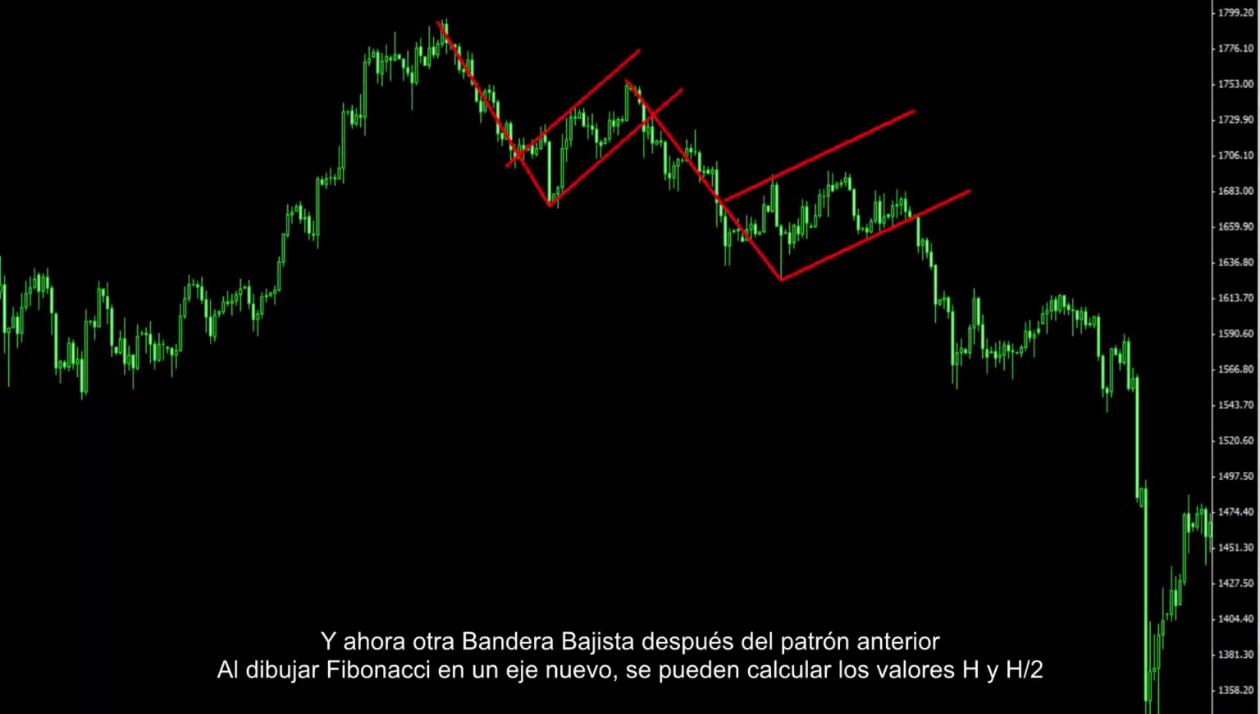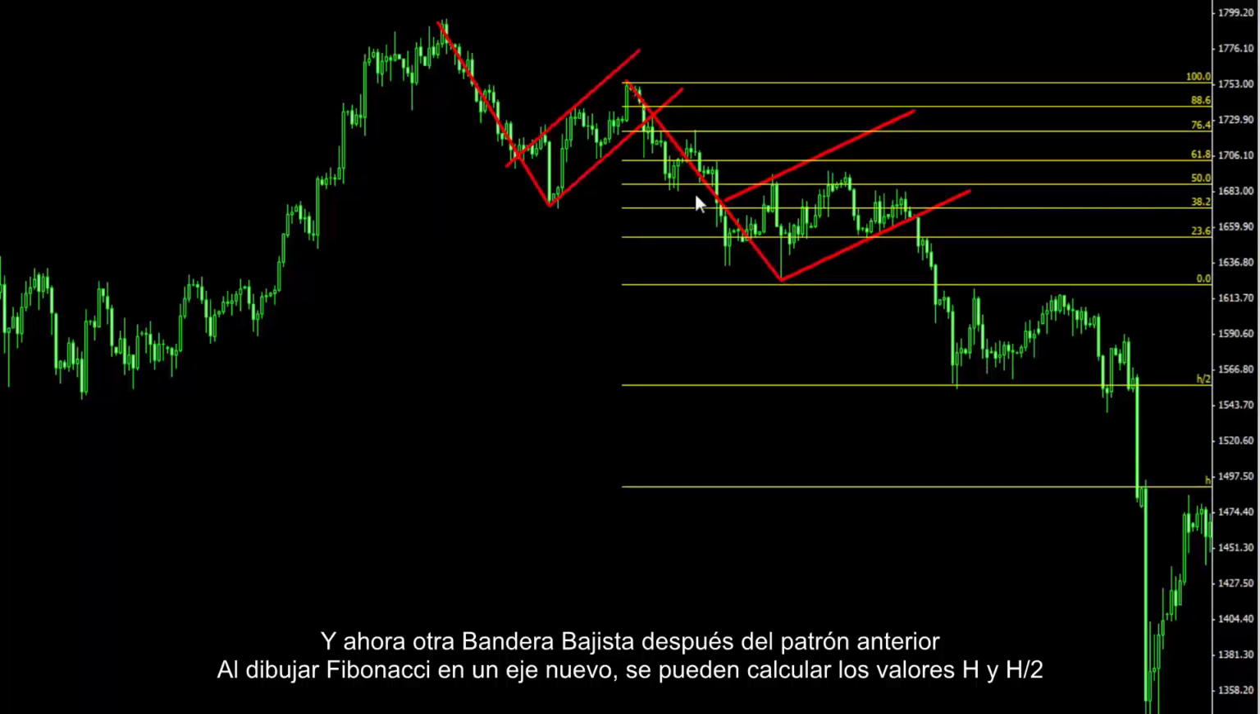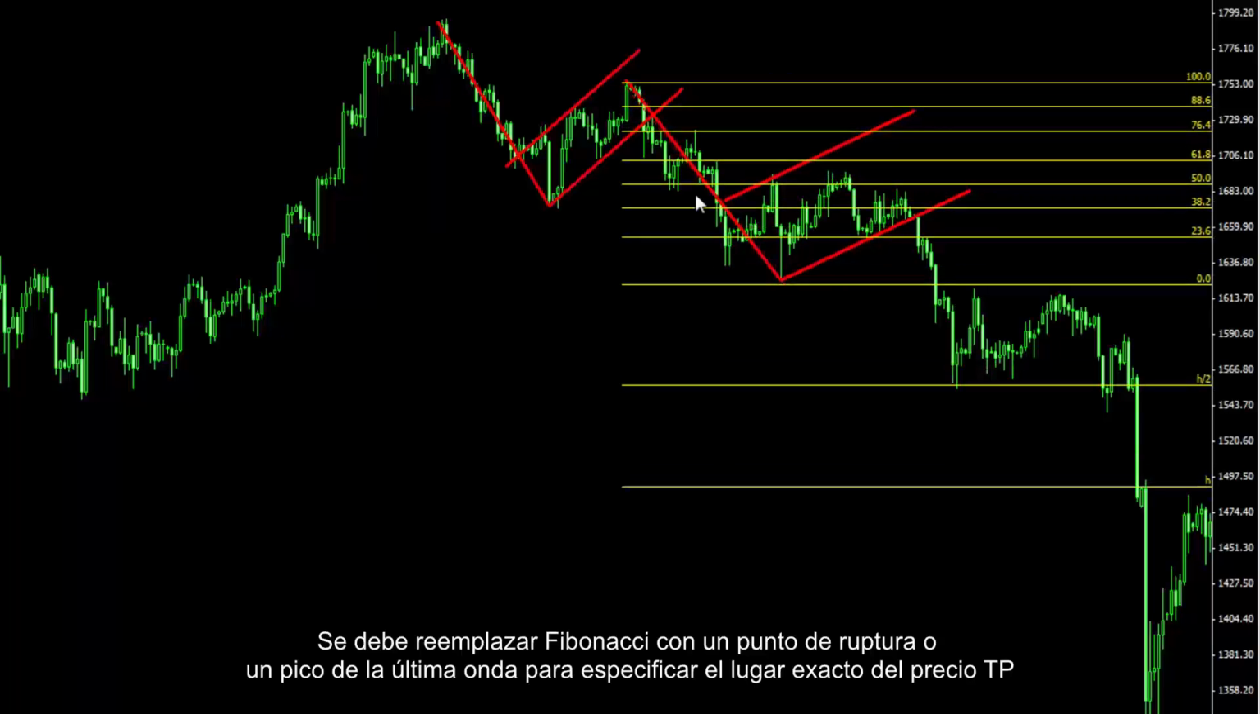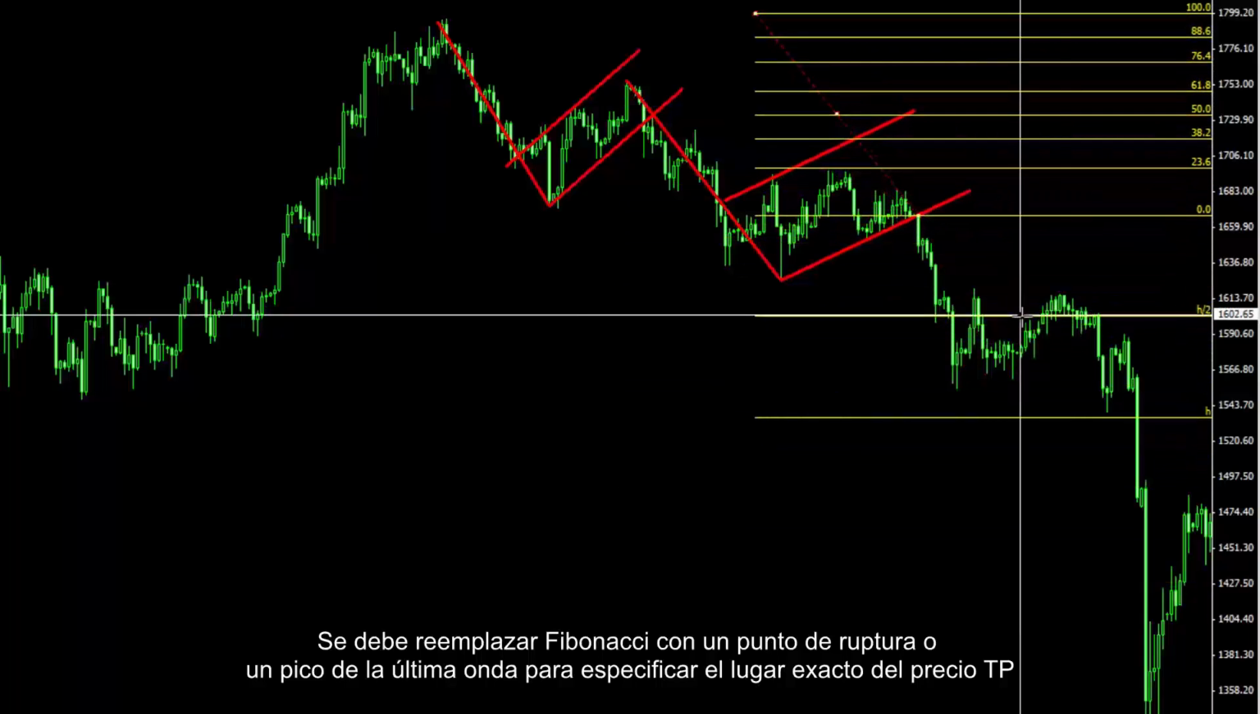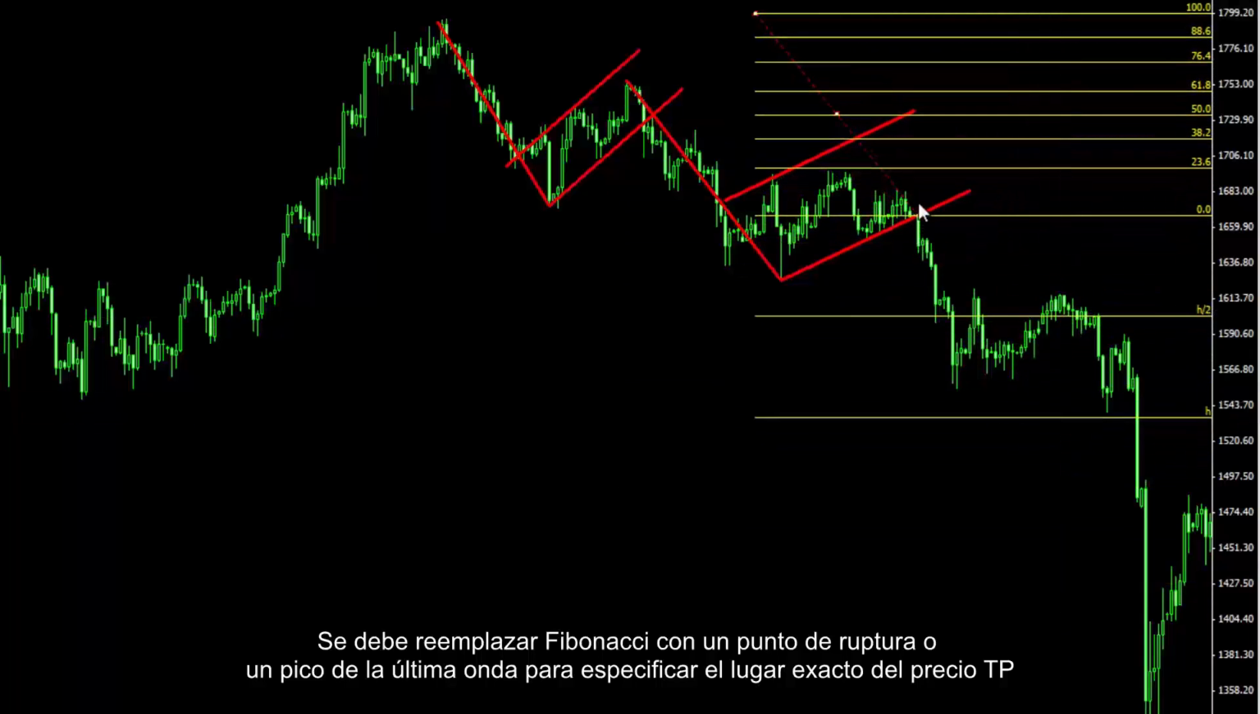Just another bearish flag after the previous pattern. By drawing Fibonacci on a new shaft, h and h2 can be calculated. Fibonacci should be relocated to a breakout point or the peak of the last wave to specify the exact place of TP price.